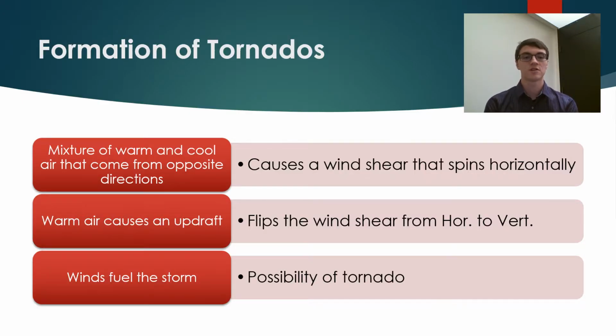So, the formation of tornadoes. Tornadoes are extremely unpredictable and they can happen at a moment's notice. They can form off of any regular thunderstorm if the weather conditions are correct.